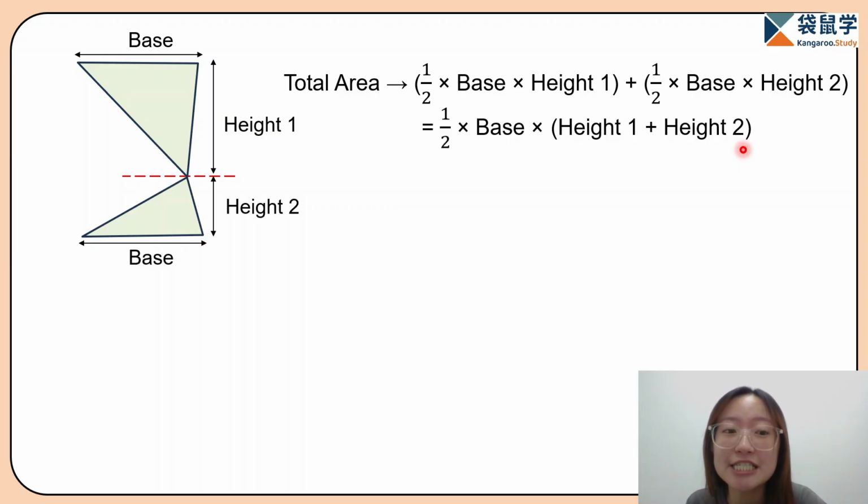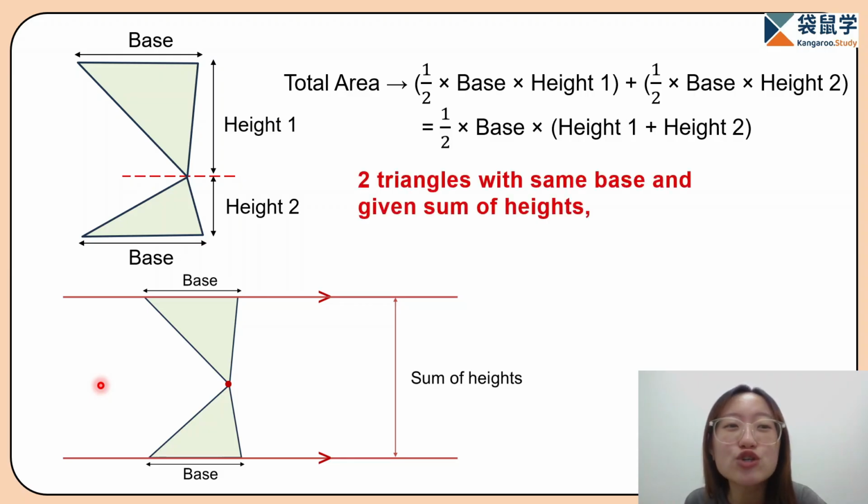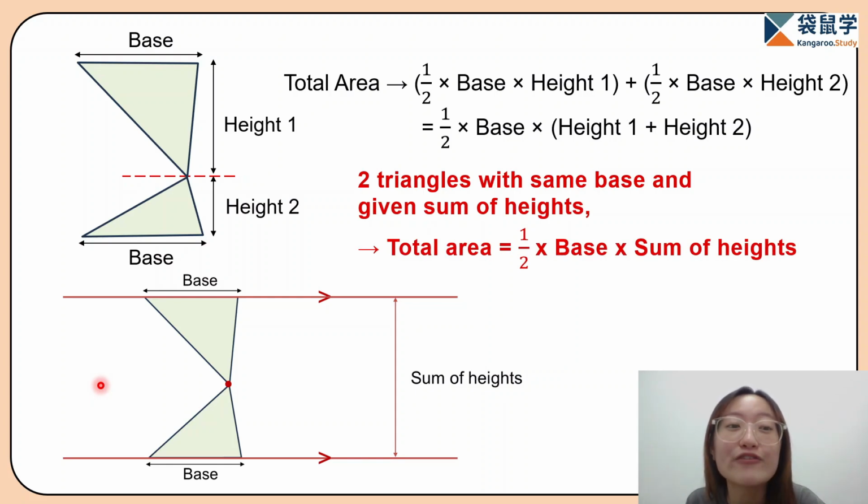Now, here's a tip. For this hourglass shape, when we have bases that are parallel, this will be the sum of heights. If we have the vertex or the middle of the hourglass move anywhere between the parallel lines, here, or here, the total area will remain the same. So to summarize, when we have 2 triangles of the same base, if we don't know their individual heights, but we know the sum, we can find the total area to be half times base times sum of heights. This formula is very useful.